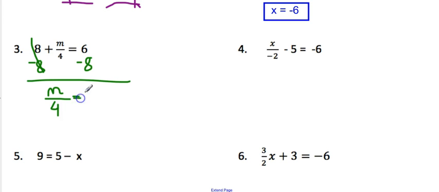And then I can also solve this out. So since my signs are different, I'm going to subtract them, and then 8 minus 6 is a 2. My answer is going to be -2 since there are more negative numbers.